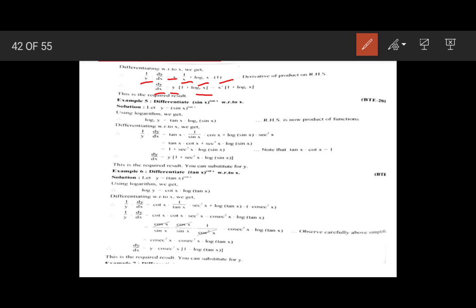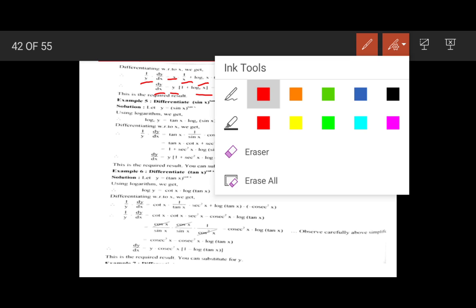Okay, so that is equal to, y is what? y is x raised to x. So x raised to x into (1 plus log x). So this is the required derivative of x raised to x.